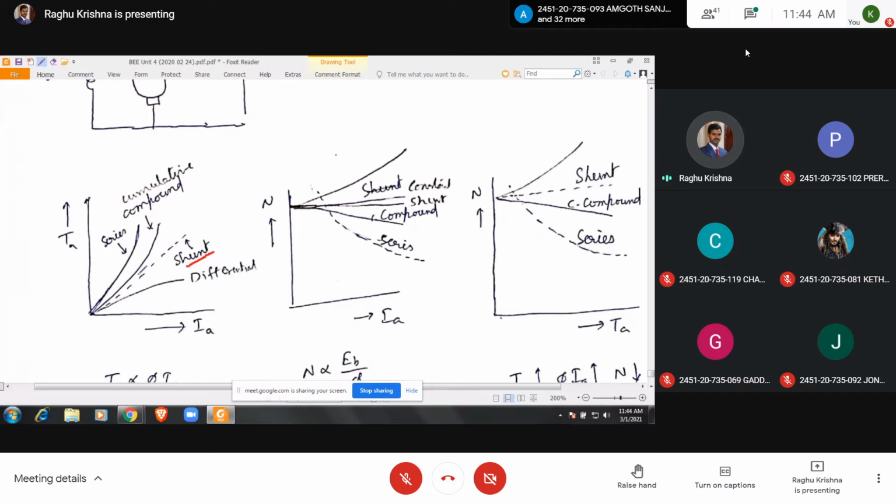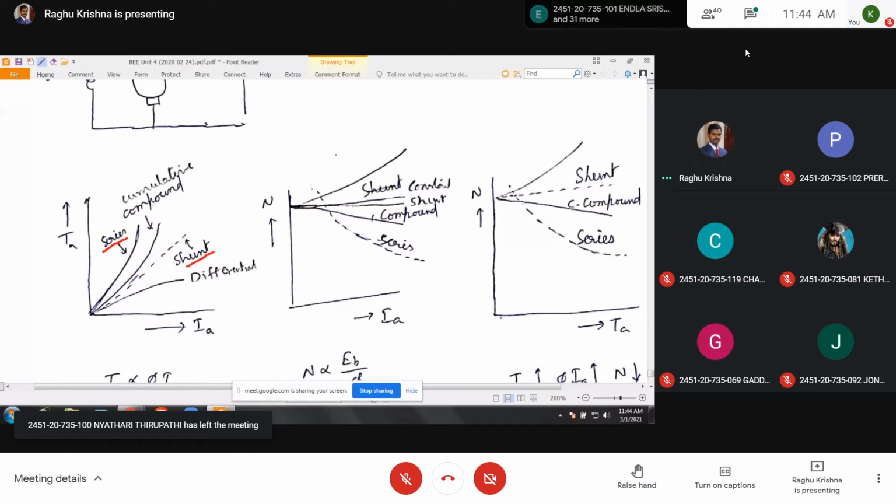Now coming to series motor, as the torque is proportional to Ia square, you are going to get a parabola. So if current increases by a small value, the torque increases rapidly. If current increases by a slight value, the torque increases rapidly. Okay.